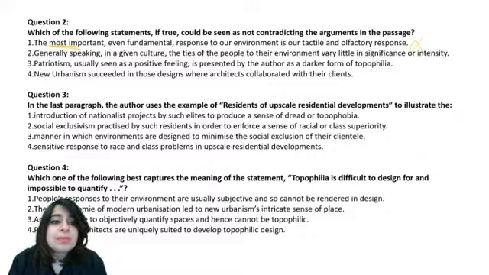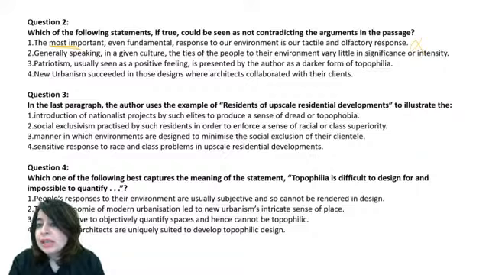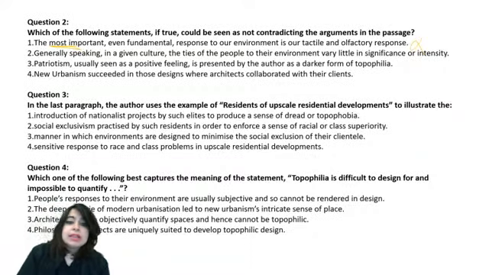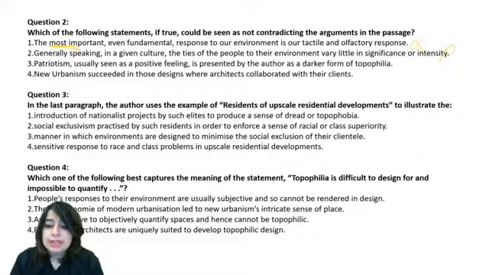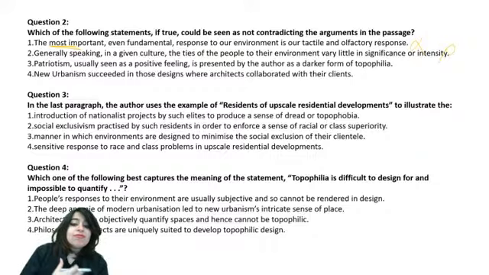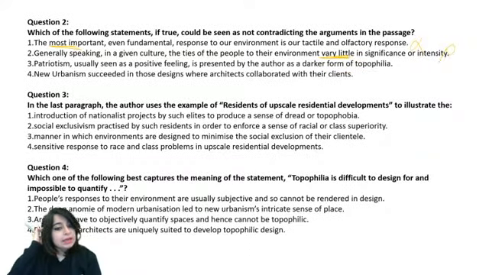The second option says, generally speaking, in a given culture, the ties of the people to their environment vary little in significance or intensity. This is also contradicting my author. This will be ruled out, because the author says in the first paragraph that the emotive ties with the material environment vary greatly from person to person and in intensity, subtlety, and mode of expression. The author says very greatly, right, in the paragraph, and here it says very little. So this option is eliminated.